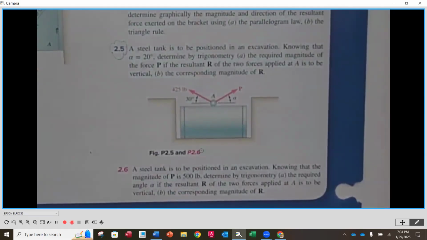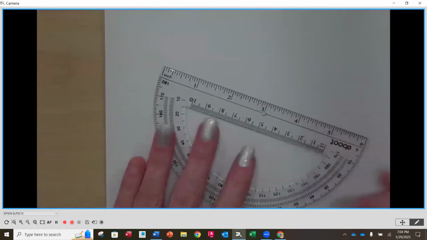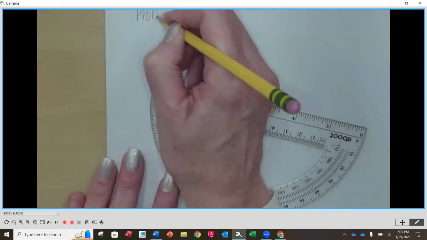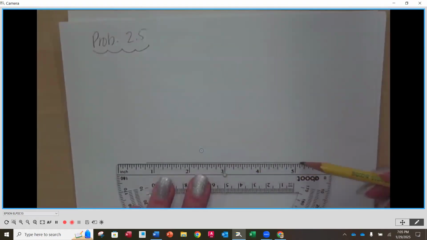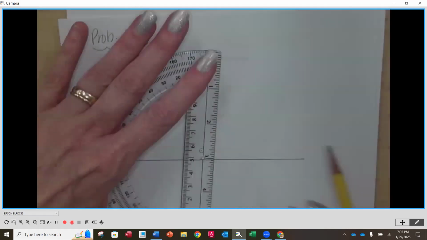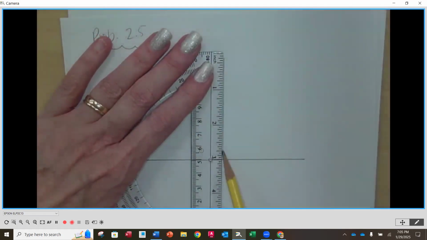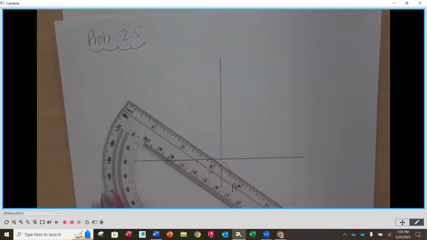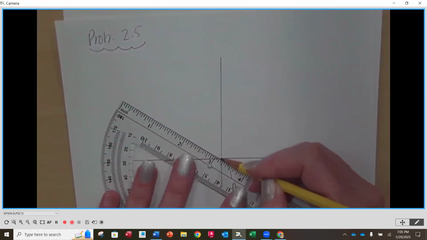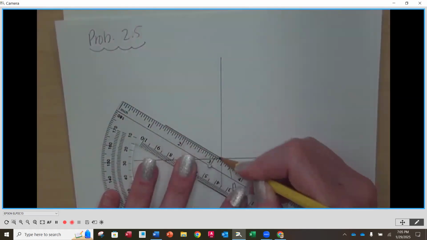So if we look at this problem, I'm going to draw an illustration here. This is problem 2.5, just as an overview. I'm not going to work the whole thing. I just want to show you the diagram. Okay, so I'm going to draw an X and a Y. That intersection is going to be point A. Now, we know that we have 425 going at a 30-degree angle.